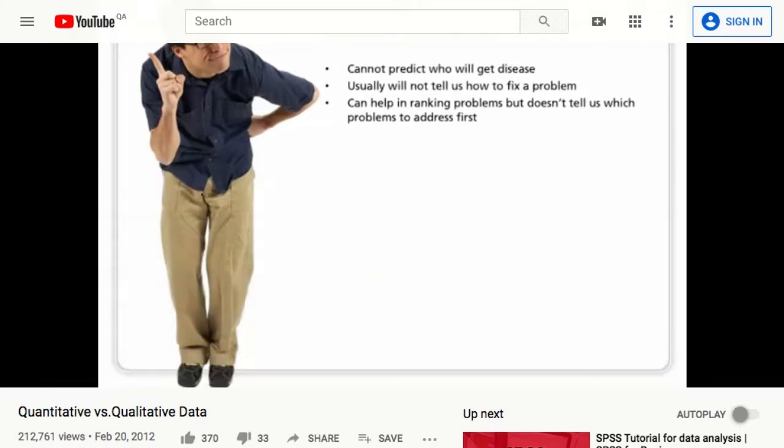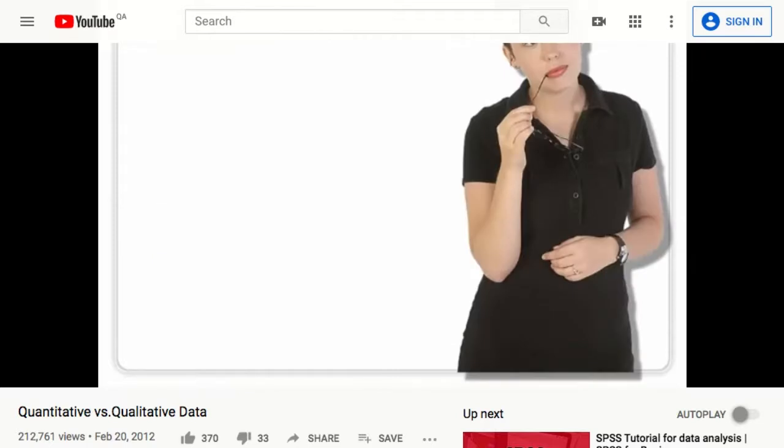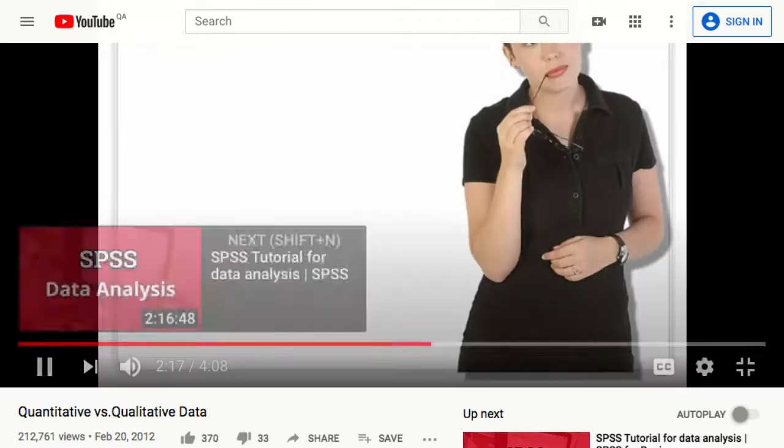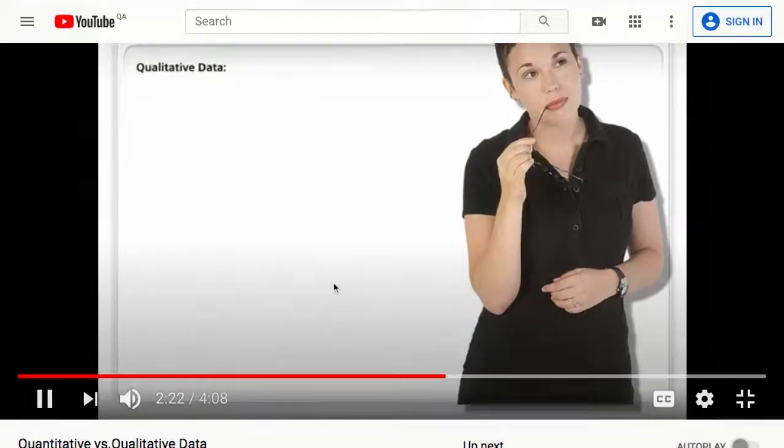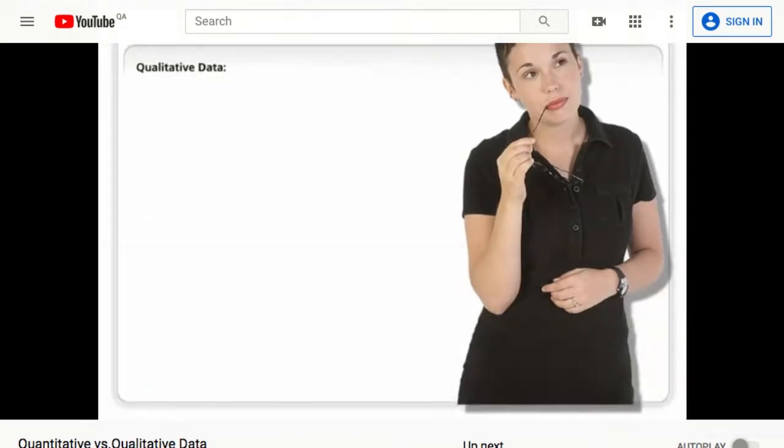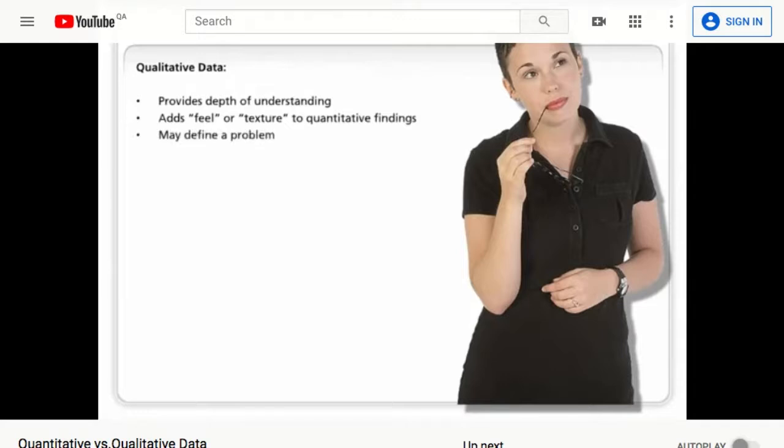It doesn't tell us which problems to address first. By itself, it is insufficient evidence to make a decision. Qualitative data continues where quantitative data leaves off. It is the data that describes, explains, and characterizes the subject of investigation using words rather than numbers. It generates the feel or texture of numerical data. It is often used to define a problem or generate new ideas for research or intervention. And it can be very useful to add to quantitative results of a program evaluation.